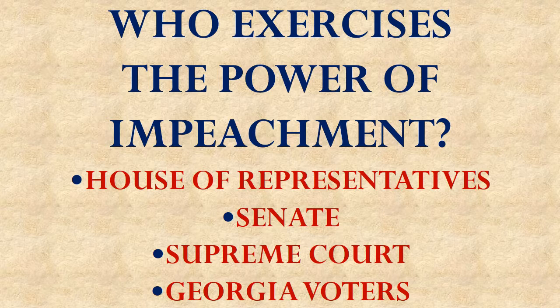Who exercises the power of impeachment in the state under the state constitution? Is it the House of Representatives? Is it the Senate? Is it the Supreme Court? Or is it Georgia voters? It's the House of Representatives that exercises the power of impeachment. Now remember, the power of impeachment is merely accusing somebody of having done something bad enough they should be kicked out of office. The Senate is who would then hold the trial, but the impeachment is solely done by the House.